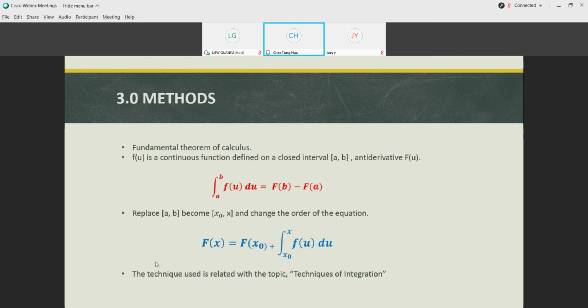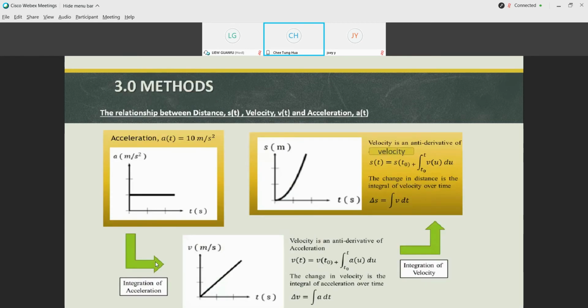Next, we are going to talk about the relationship between distance, velocity, and acceleration in graph. First, we fix the acceleration at equal to 10 meters per second squared. We can get a constant graph. Since the velocity is the antiderivative of acceleration, the change in velocity is the integral of acceleration over time, and the graph representing velocity is a linear graph.